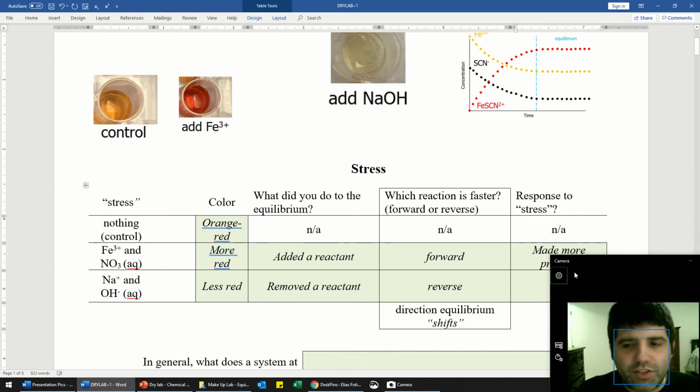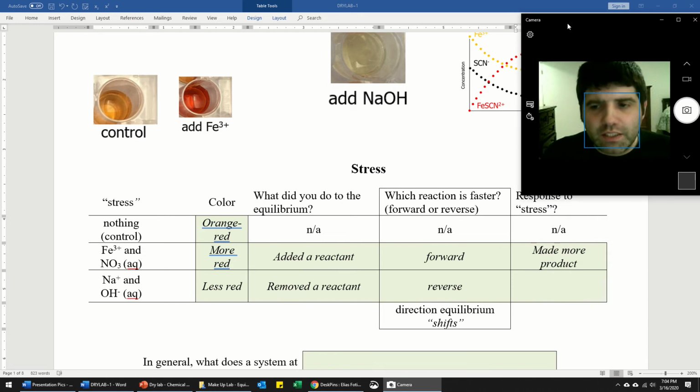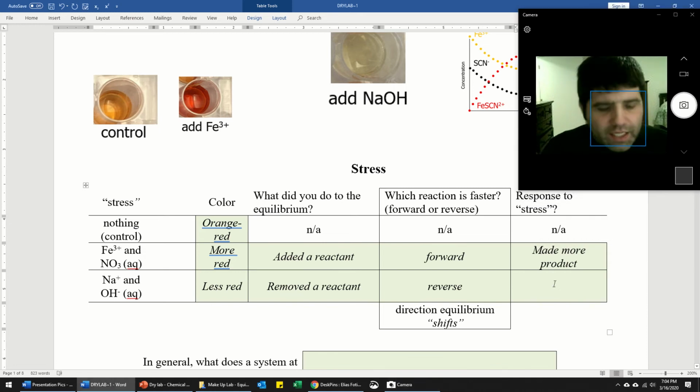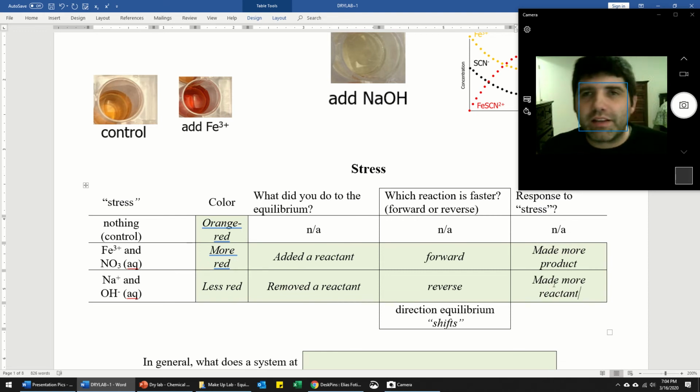So then the response to the stress was it made more reactant. Another way to say that is we made less product. Same thing. So overall, what you can see happening here is that when we disturb an equilibrium, it responds in a certain way that we can generalize. So when we add a reactant, it responded by making more product. Add reactant, make more product. When you remove a reactant, it makes more reactant.